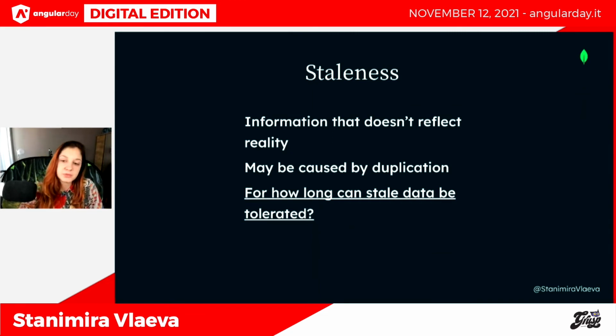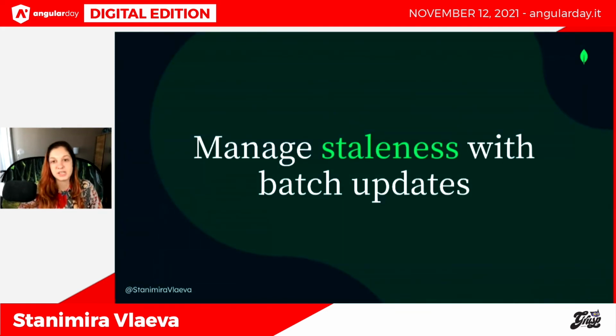But there are other examples. If we're dealing with, let's say, flight delays, then stale data can't really be tolerated. Flight delays are very time sensitive, so we need to deal with stale data as soon as possible. And this will really depend on your application use case. You have to identify this time limit that you have to update stale data. And once you have identified it, you should manage the stale data with batch updates. So you shouldn't perform an update every time something changes. You should batch these changes and perform an update to the related documents.